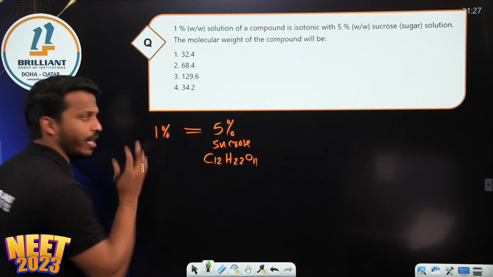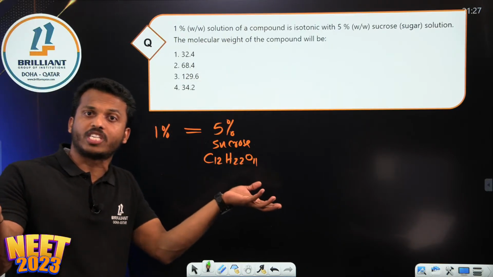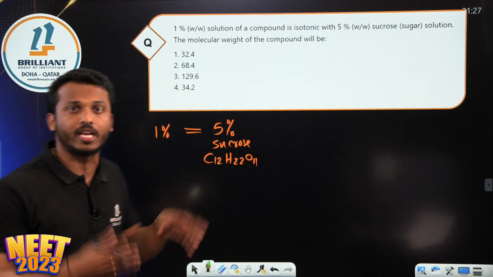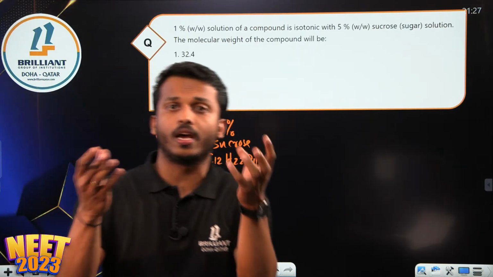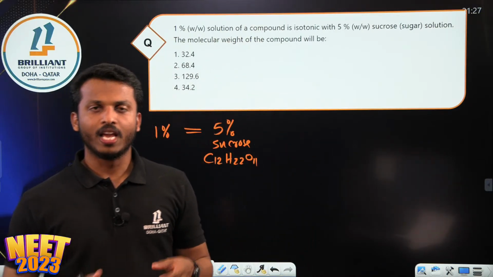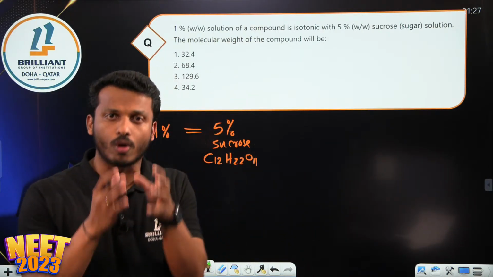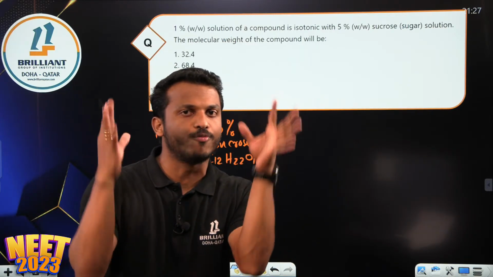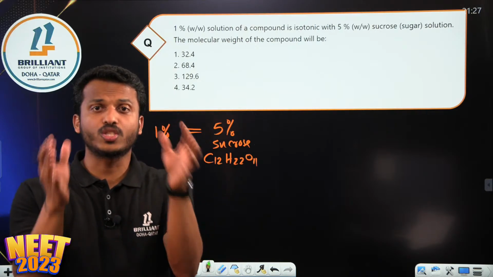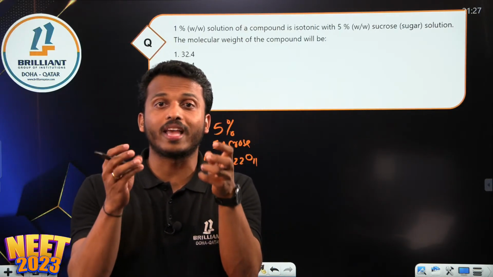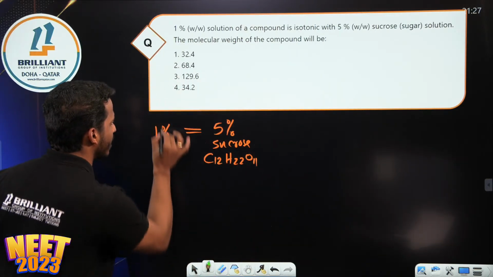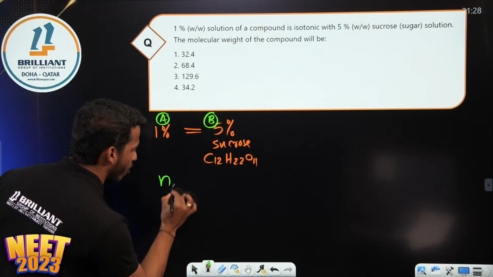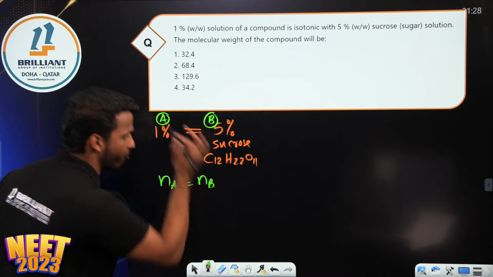Dear all, a 1% solution of a substance. They don't mention which substance. It is isotonic with a 5% sucrose solution. Their osmotic pressures are equal. If their osmotic pressures are equal, for an isotonic solution, you can equate their number of moles. So let me consider this is component A, this is component B. So I can write number of moles of A is equal to number of moles of B.